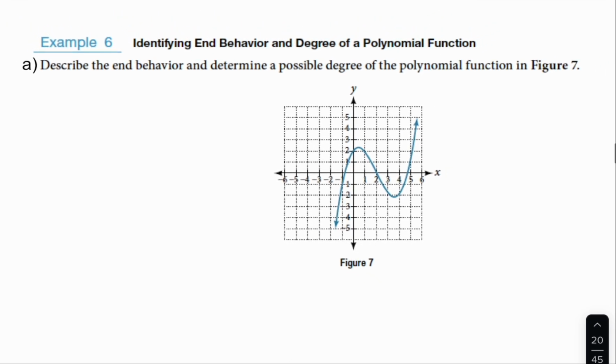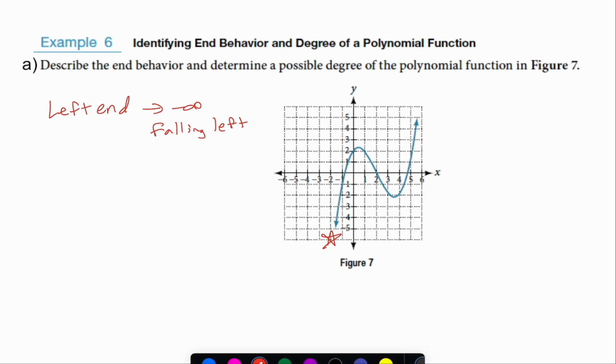It says describe the end behavior and determine a possible degree. Well, our left end here is going to -infinity, so it's falling to the left. Our right end is going to positive infinity. It is rising on the right. So what possible degree could this be?